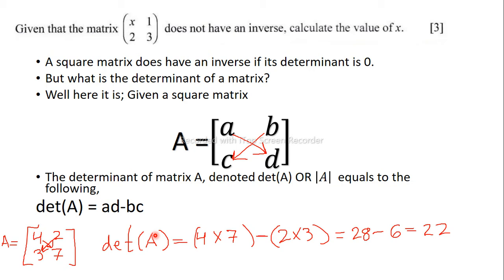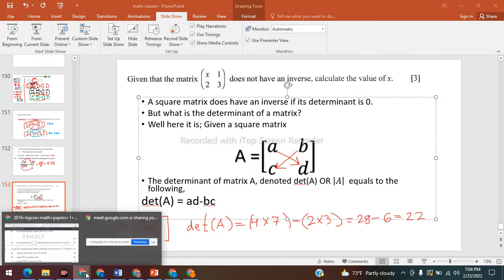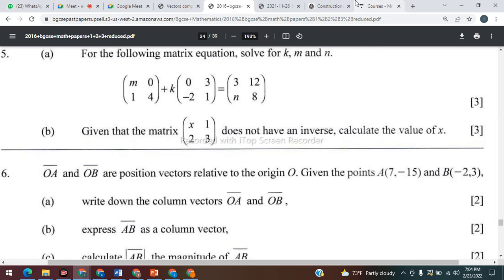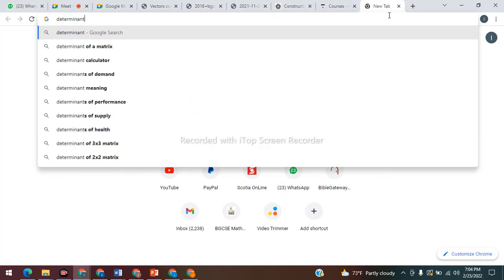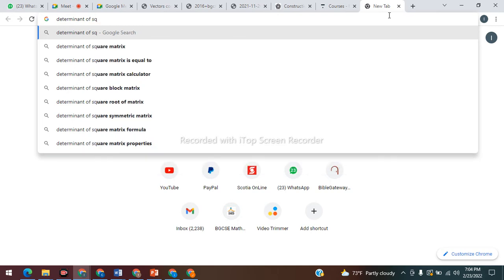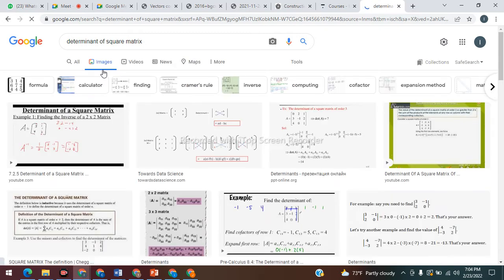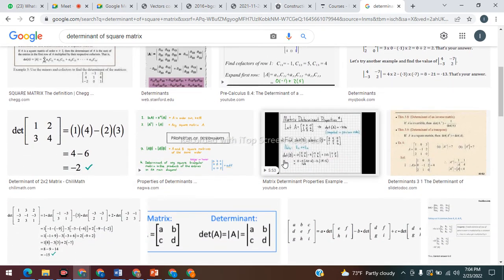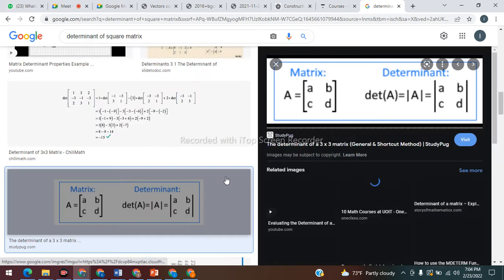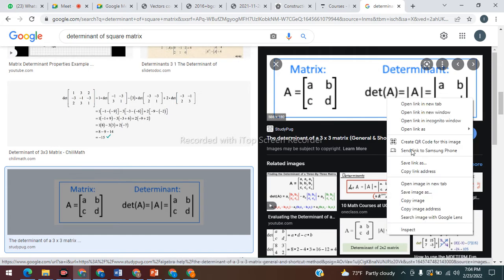Let me just show you what I mean. Hold on, one moment. I'll come right back to it. Determinant of a square matrix. Let me show you so you can see what I mean. They don't have it nicely written. Okay, good. I love this one. This is very nice. I need to keep this. That could have saved me a whole lot of writing.